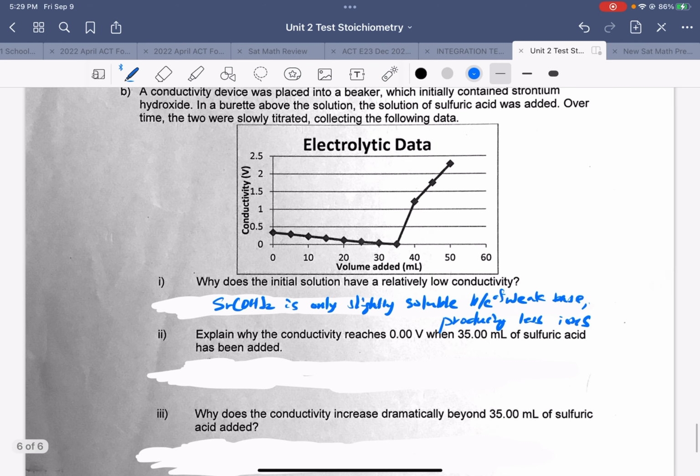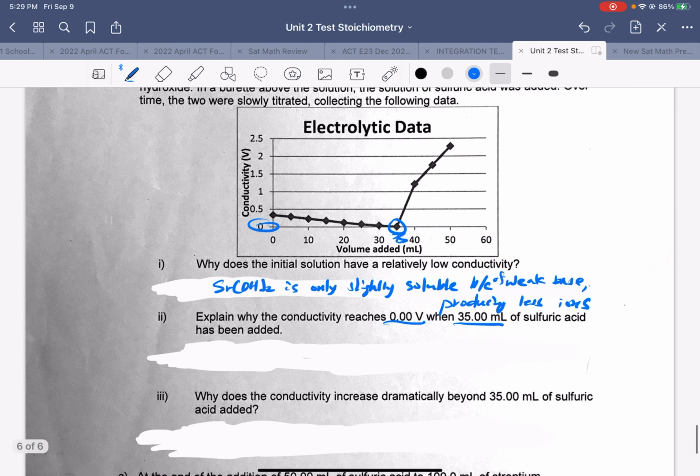Now, second one, explain why the conductivity reaches 0 at 35 milliliters of sulfuric acid added. You see that at 35, it will reach 0 here, right? Why did it happen like that? Because this is an acid-base reaction, so that means the equivalence point is reached, okay. So it doesn't react any longer.